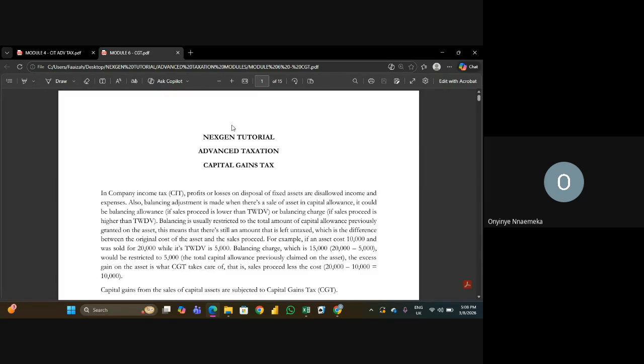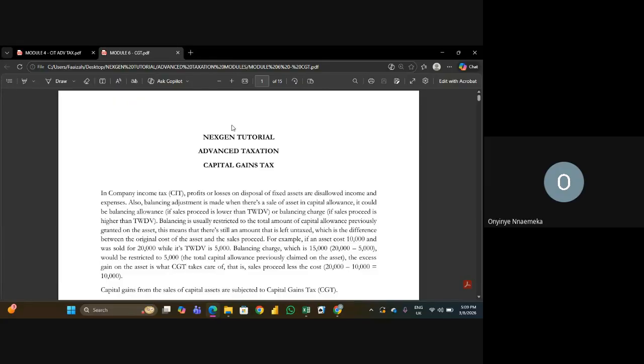Now, let's calculate our balancing charge. Balancing charge is 15,000 naira. How did you get 15,000 naira? 20,000 naira, which is the sales proceeds, minus the tax written down value. Now, we need to restrict this balancing charge from 15,000 to 5,000 because the total capital allowance that was previously claimed on the asset is 5,000. So we reduce 15K to 5K. So when we are computing CIT, balancing charge will be 5K instead of 15,000.